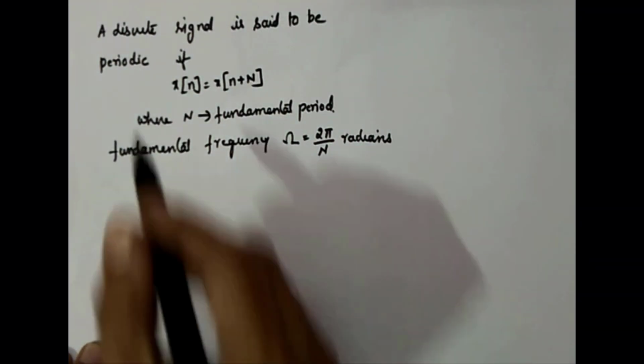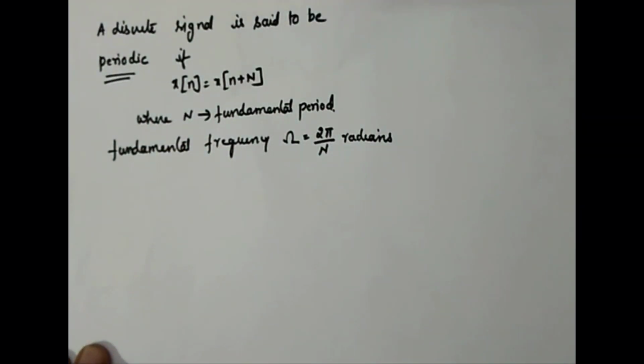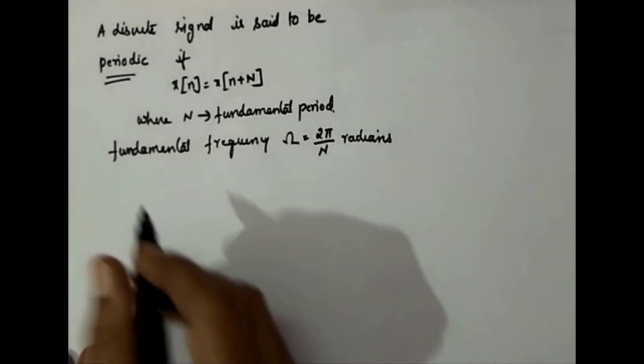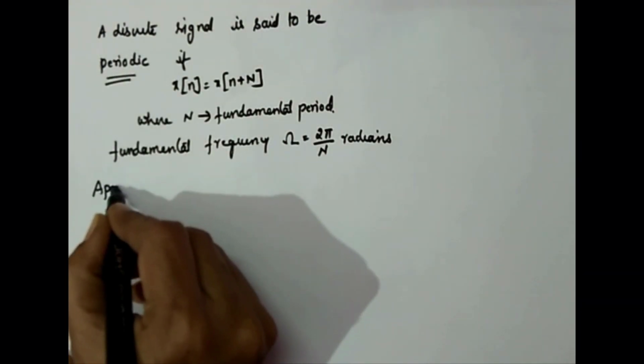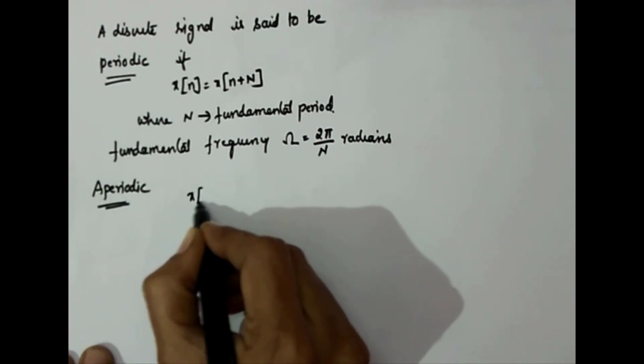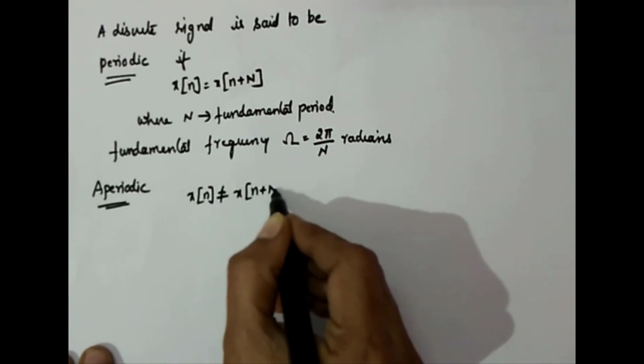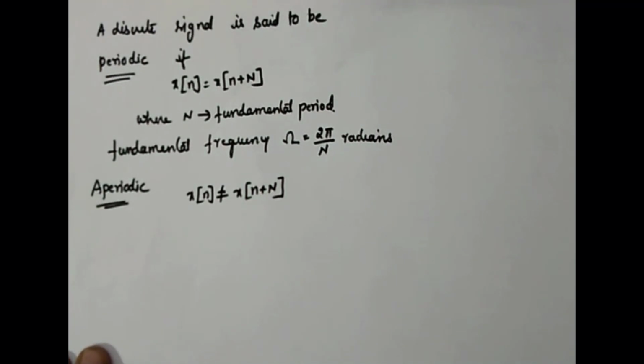So this is about the periodic signal. A discrete signal or discrete sequence is said to be periodic if it satisfies x of n equal to x of n plus N. For aperiodic, the condition is x of n is not equal to x of n plus N. It means the signal won't repeat after N number of samples. That type of sequence or signal is said to be an aperiodic signal.